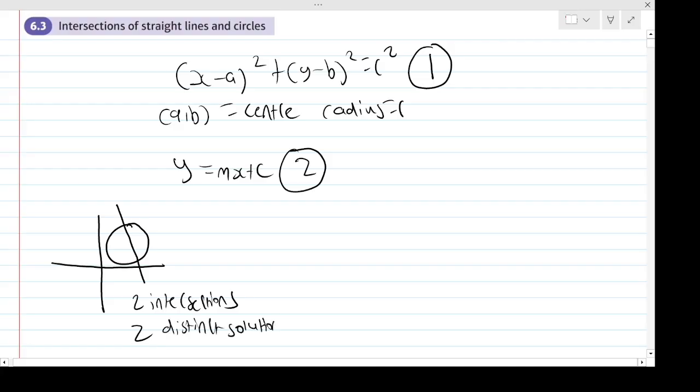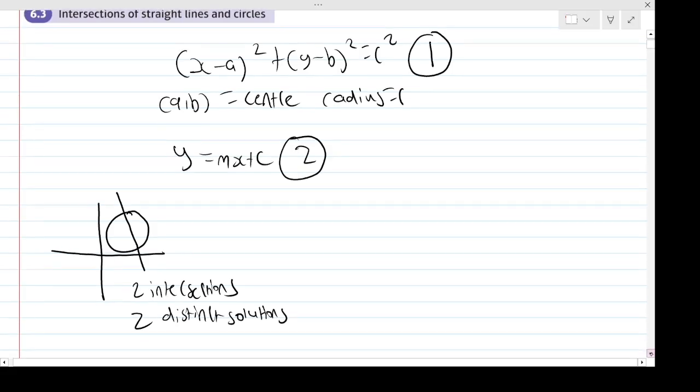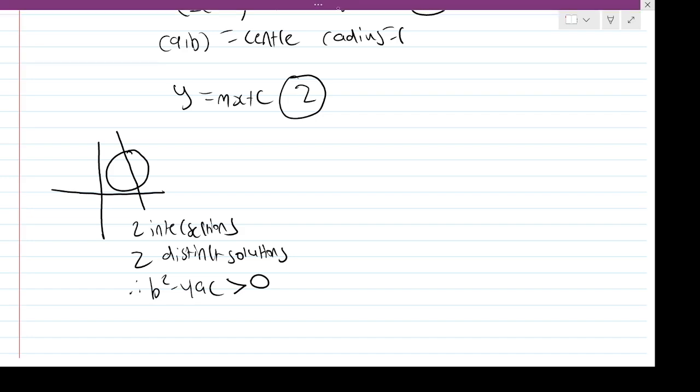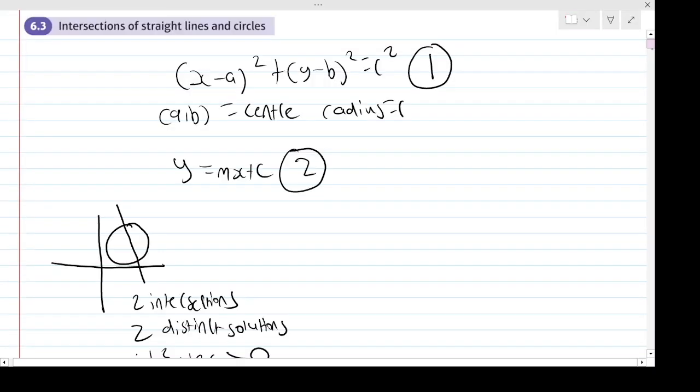Now, if there's two distinct solutions, that means the quadratic we get from solving this would have a discriminant b² − 4ac greater than 0. Remember when we discussed that, when we looked at discriminants? If the discriminant is above 0, positive, that means we have two distinct real solutions, okay? So when we solve these simultaneous equations, 1 and 2, when we substitute one into the other, we get a quadratic, and the roots are determined by the discriminant, okay?